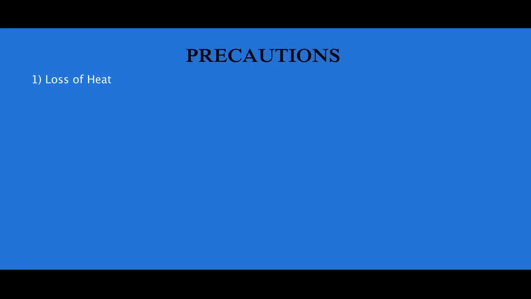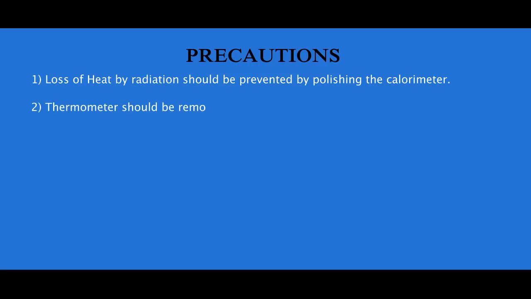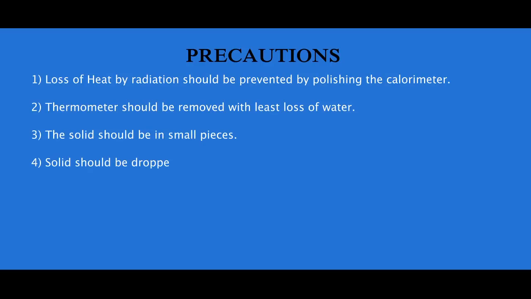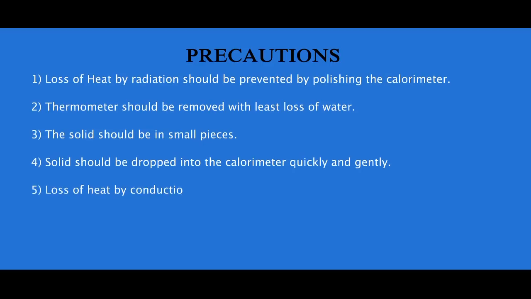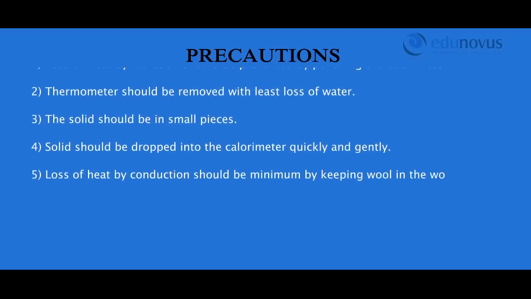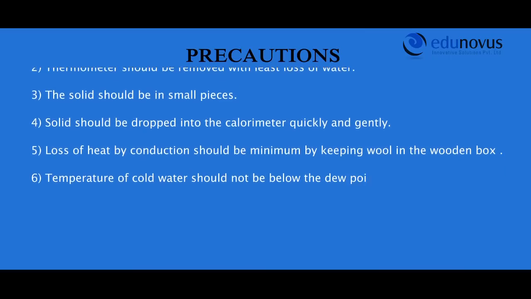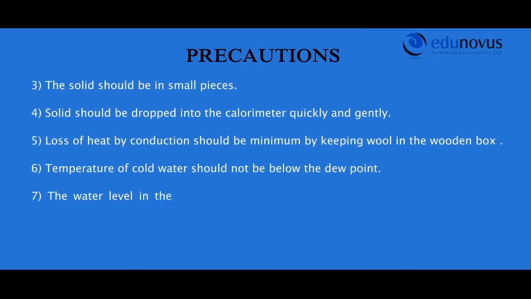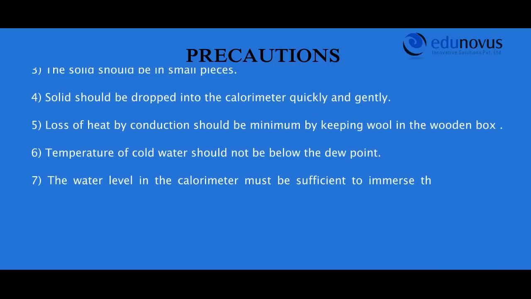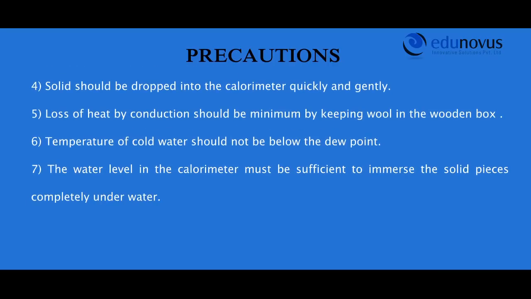Precautions. The loss of heat by radiation should be prevented by polishing the calorimeter. Thermometer should be removed with least loss of water. The solid should be in small pieces. Solid should be dropped into the calorimeter quickly and gently. Loss of heat by conduction should be minimized by keeping wool in the wooden box. Temperature of the cold water should not be below the dew point. The water level in the calorimeter must be sufficient to immerse the solid pieces completely under water.